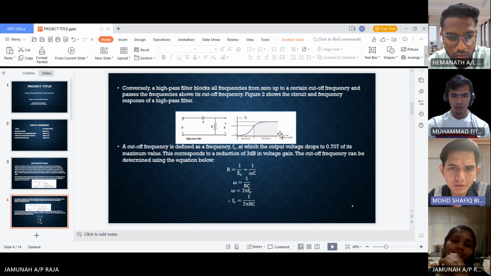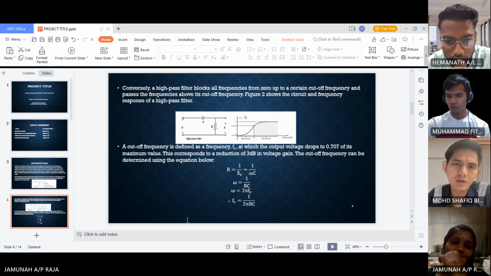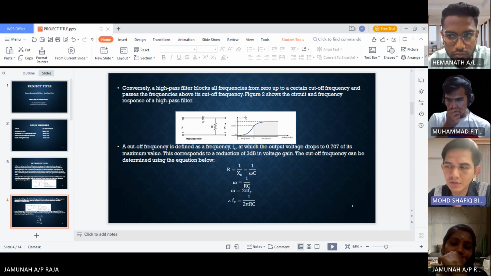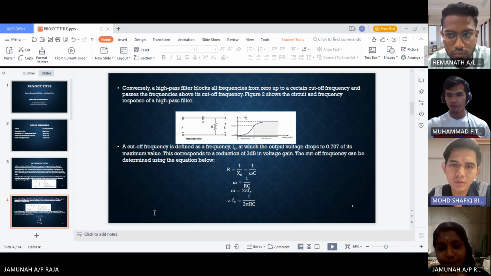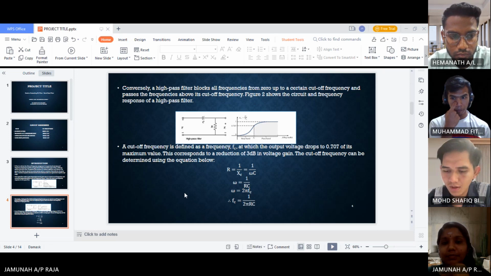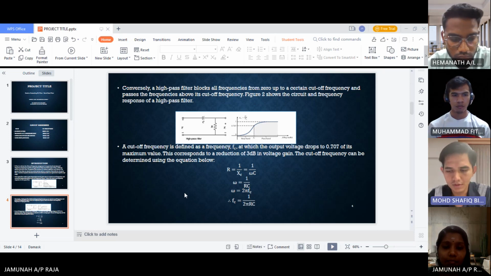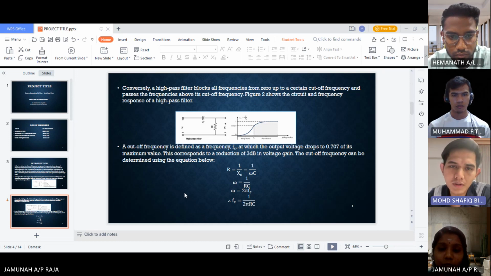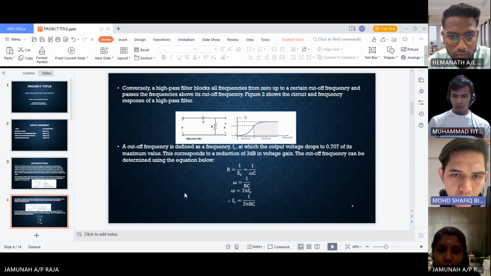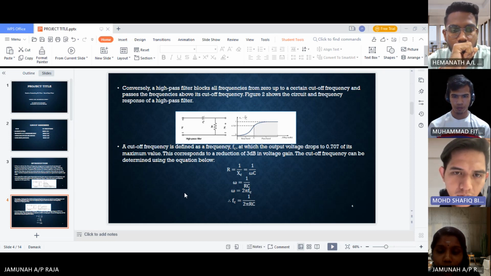Okay, this is an example of how the high pass filter works. For example, a high pass filter is such as a frequency that meets a requirement. As you can see in the figure, it starts from 0, goes to the mid, and then stops at 1.